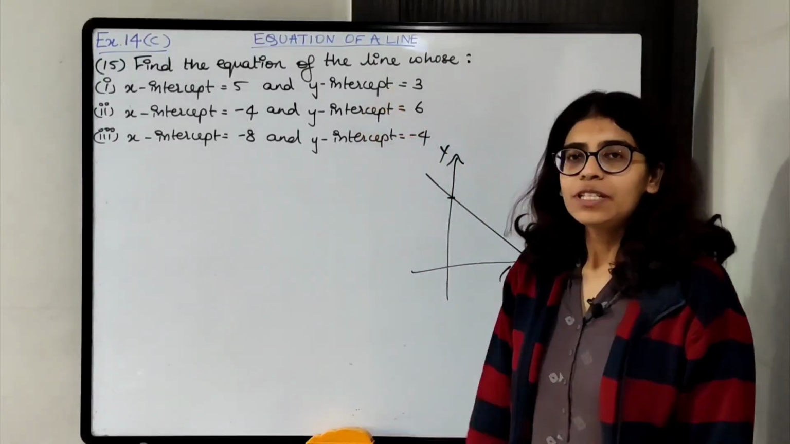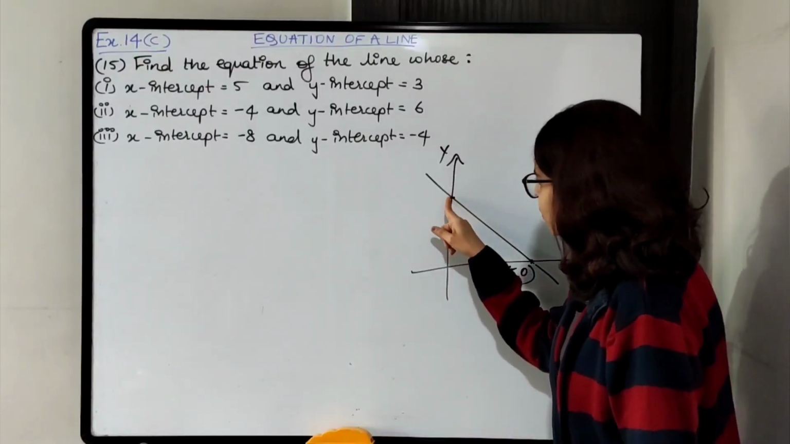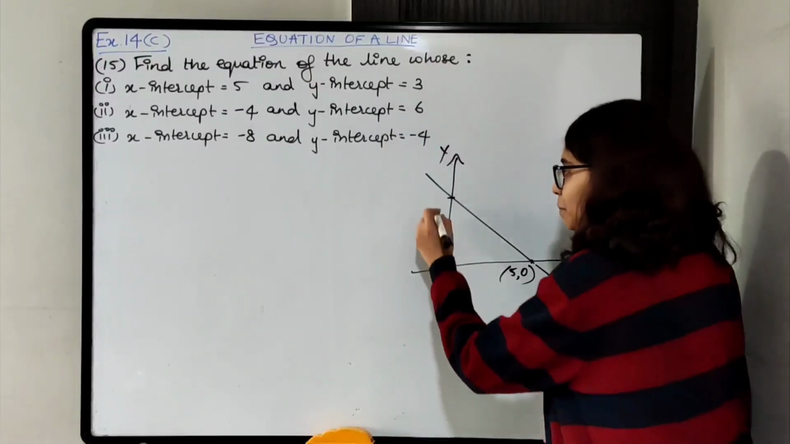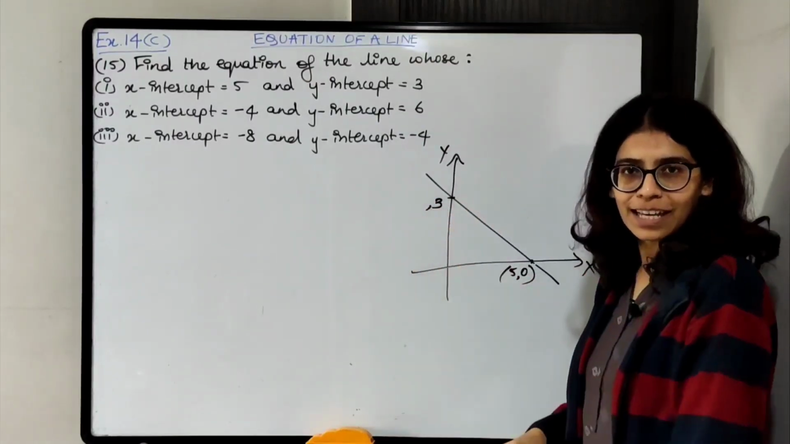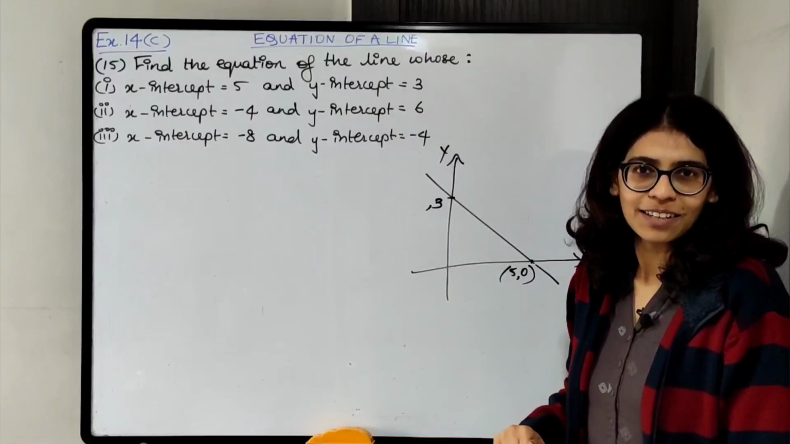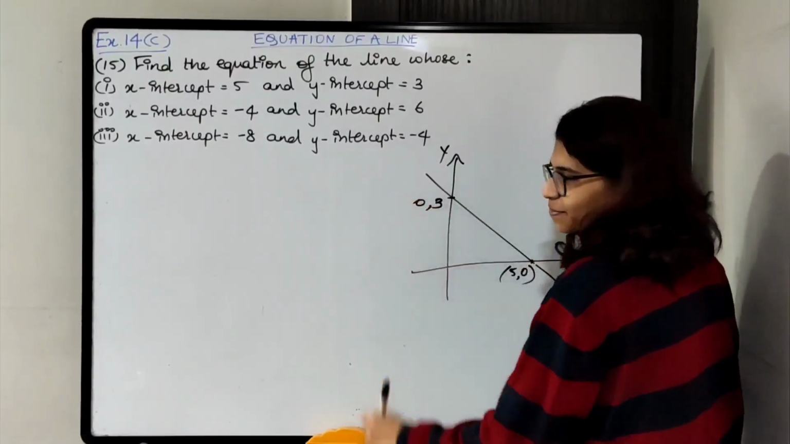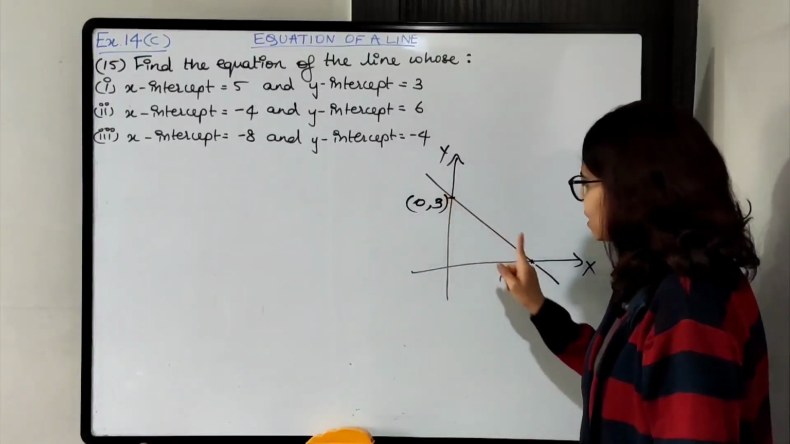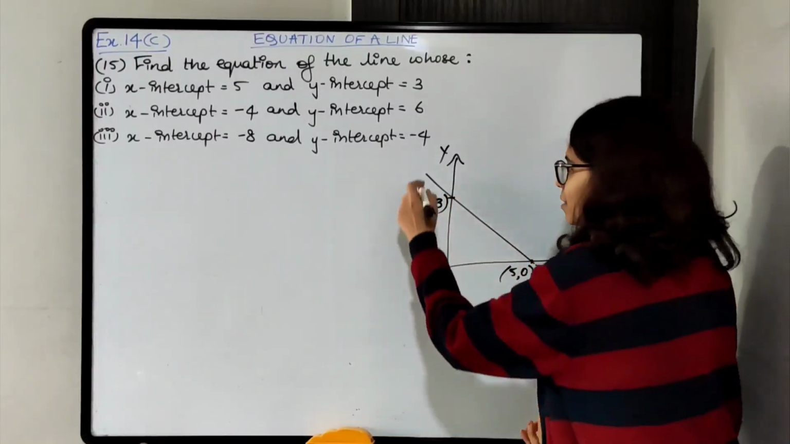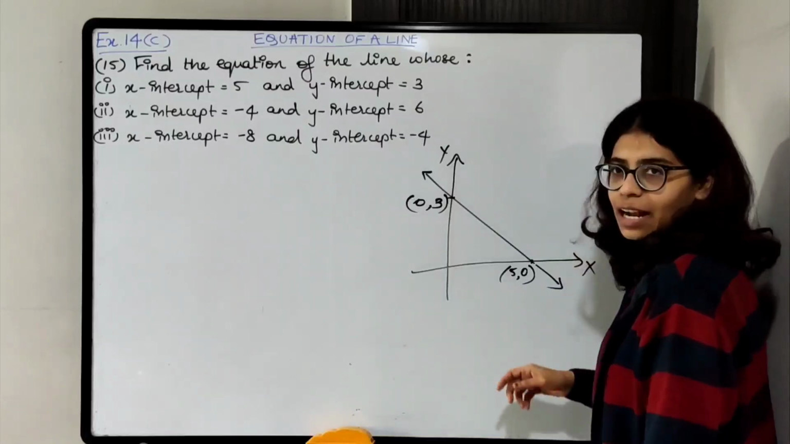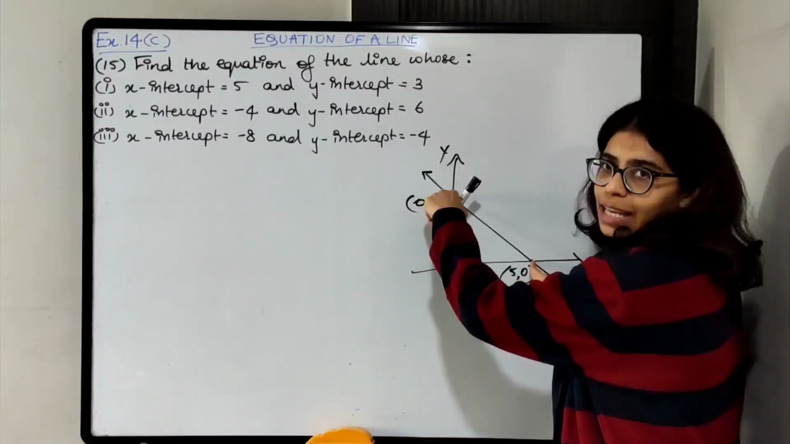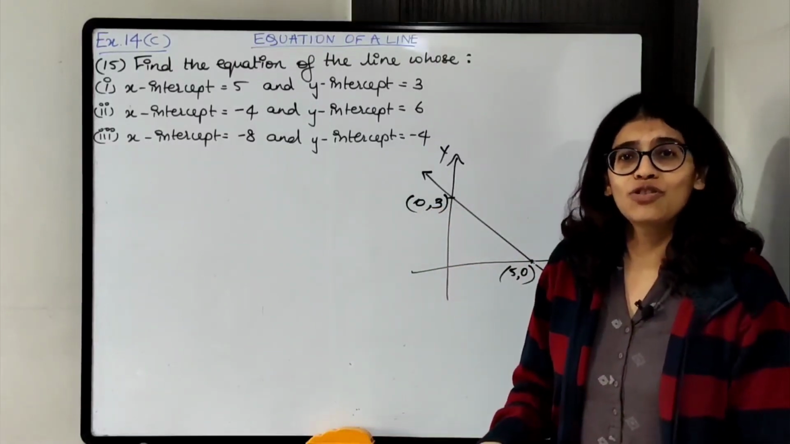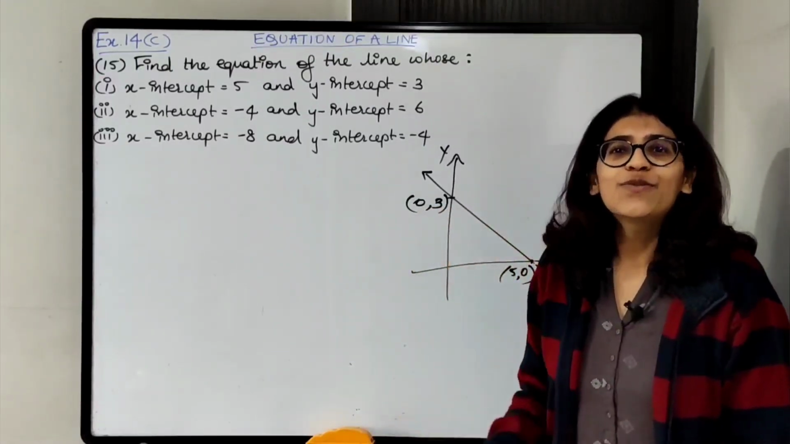Same way y-intercept is given. This line is cutting y-axis over here. So y coordinate is 3. This point is lying on y-axis. So x coordinate will be 0. Okay. So we know the coordinates of two points. This is the line and 2 points which are lying on the line. We know their coordinates. You can easily find out the equation of the line using 2 points form.